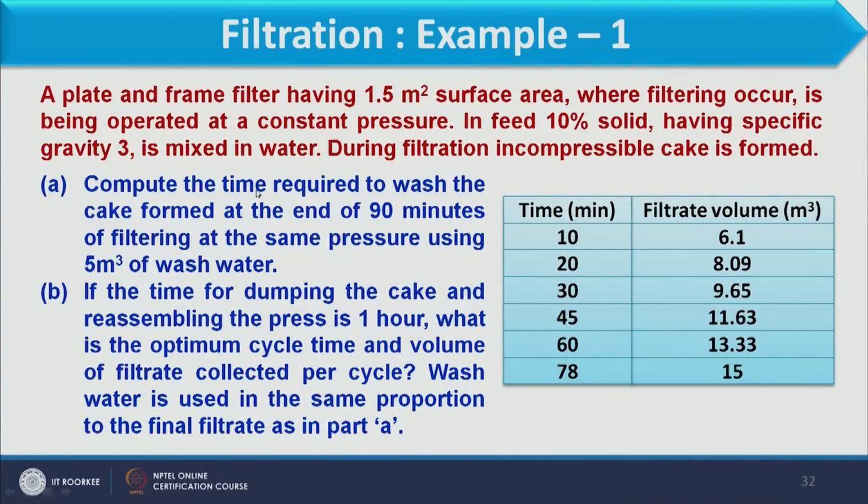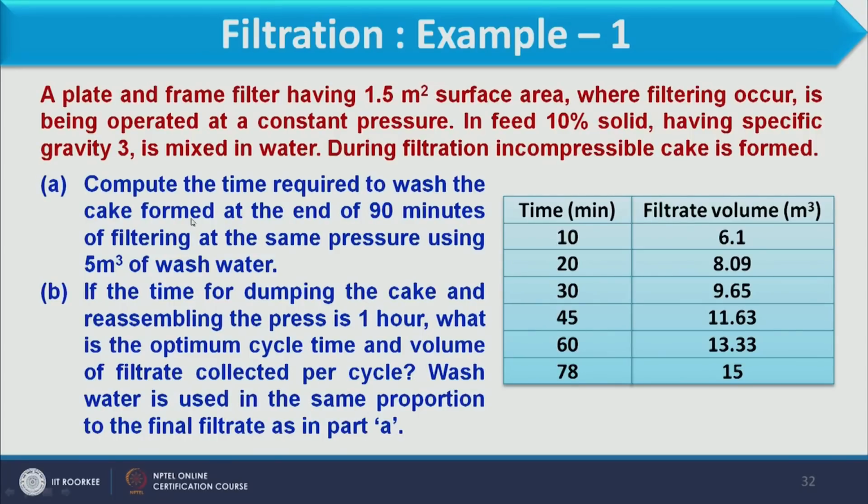Now what we have to do over here is, in part A, compute the time required to wash the cake formed at the end of 90 minutes of filtering at the same pressure using 5 meter cube of wash water. So here we have to calculate the washing time, and in the second part, if the time for dumping the cake and reassembling the press is 1 hour, what is the optimum cycle time and volume of filtrate collected per day? Wash water is used in the same proportion to the final filtrate as in part A.